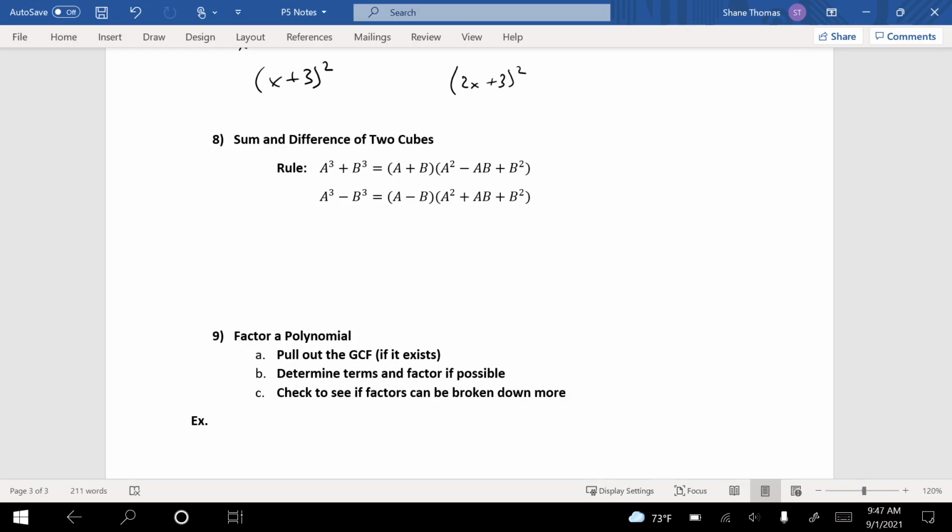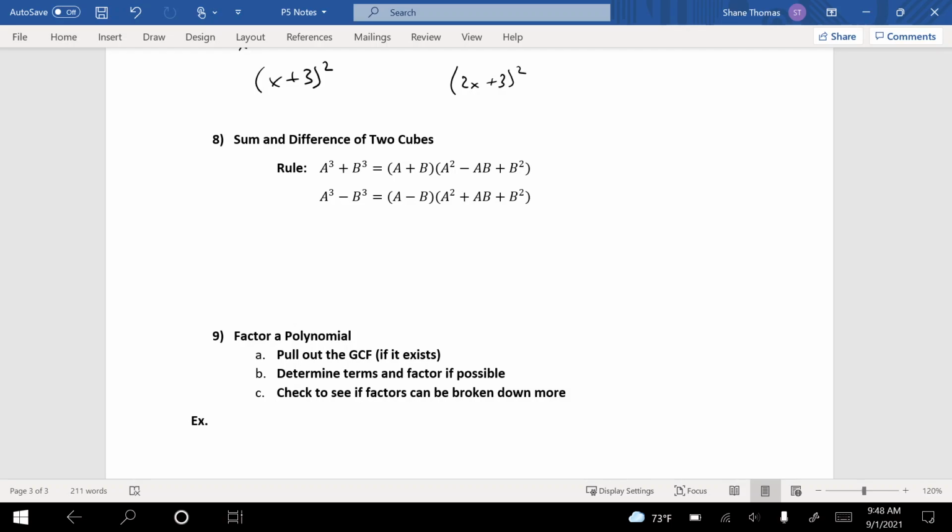A lot of people mess this up. If they have a plus b, they try to make these all pluses. Okay, make sure that this is the minus. So with a plus, the minus is here. With a minus, the minus is out front, and everything else is plus. Okay, just be careful on those formulas where those signs are.